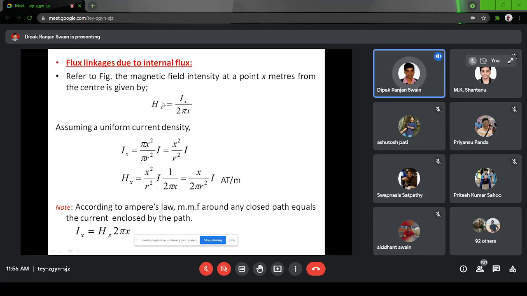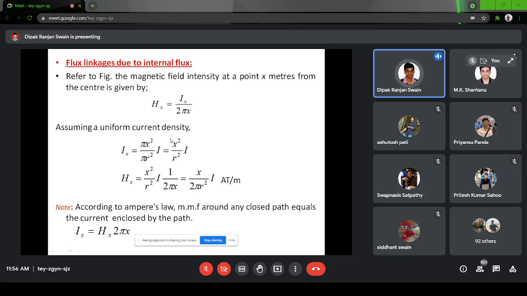I think all of you have learned Ampere's law. It is given at the bottom. So this is the formula for Ampere's law. If you want to calculate H, it will be Ix by 2 pi x. So using that formula, the magnetic field intensity at a point x meters from the center will be given by the current enclosed by the cross-sectional area, Ix, divided by 2 pi x.